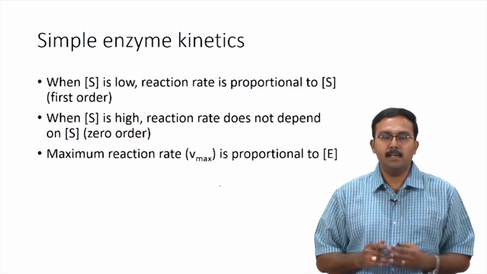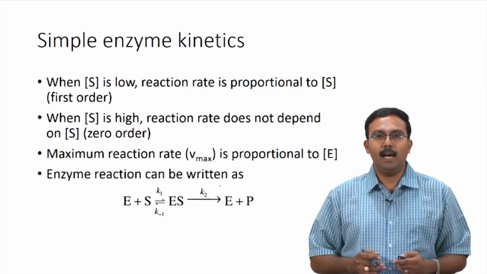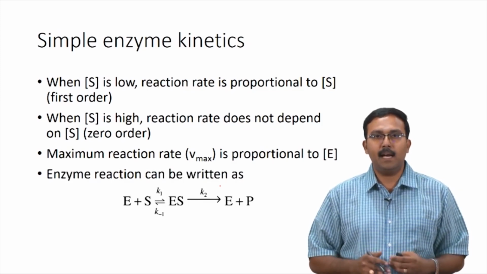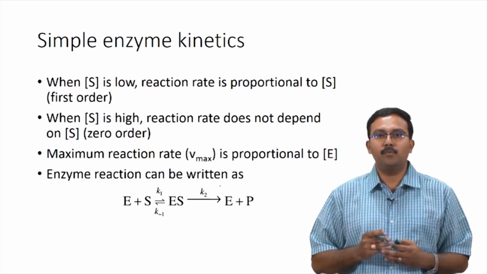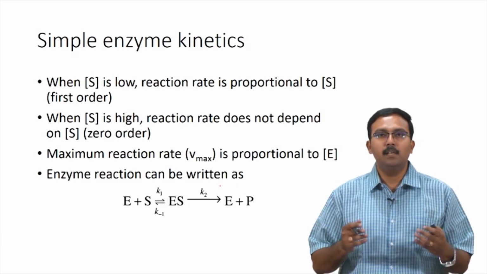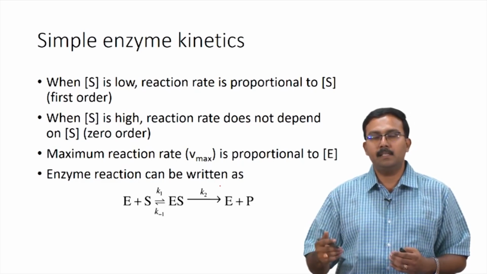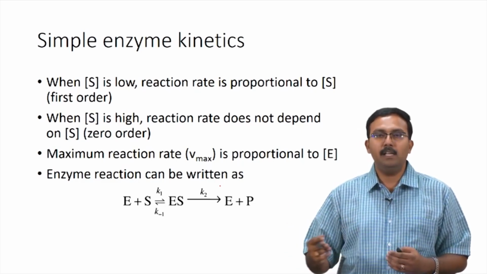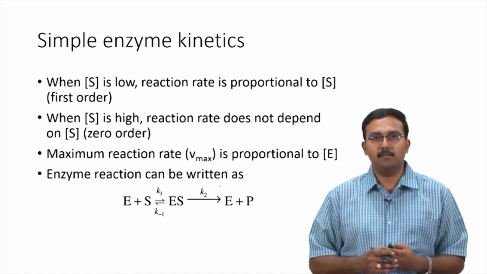So, why does the reaction follow this kind of a setup? What you usually have is the enzyme reaction as given here. Enzyme and substrate react to form the enzyme substrate complex using a reversible reaction, and this then ends up producing the enzyme and the product. So, the product leaves and the enzyme remains in its native state. So, this is the enzymatic reaction.